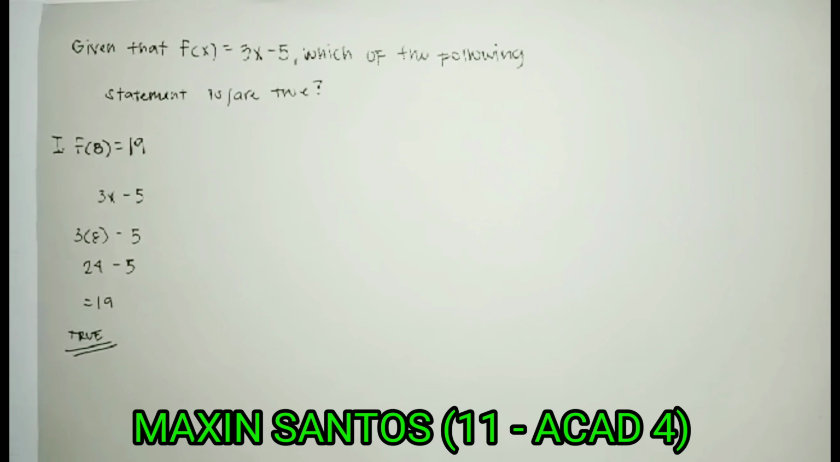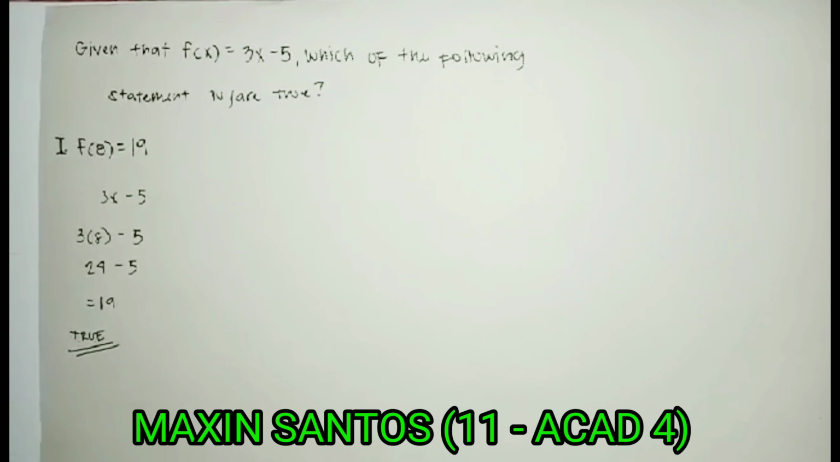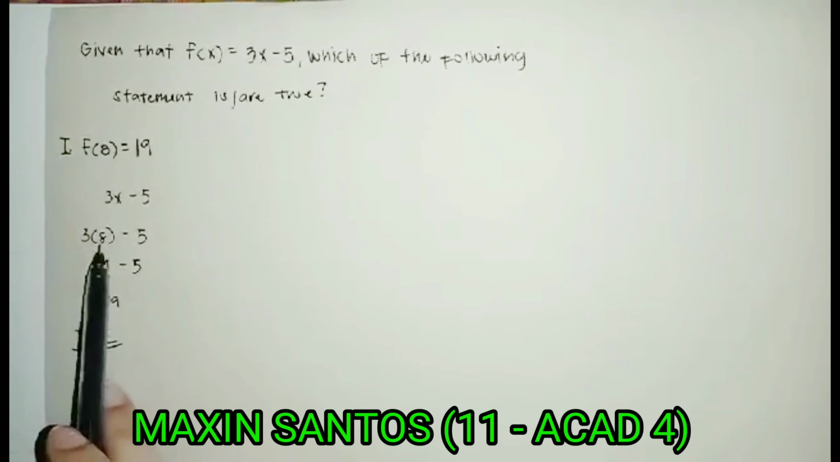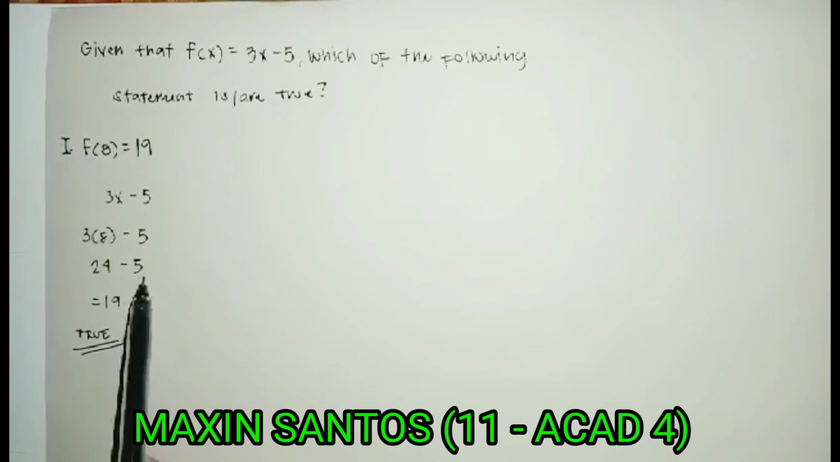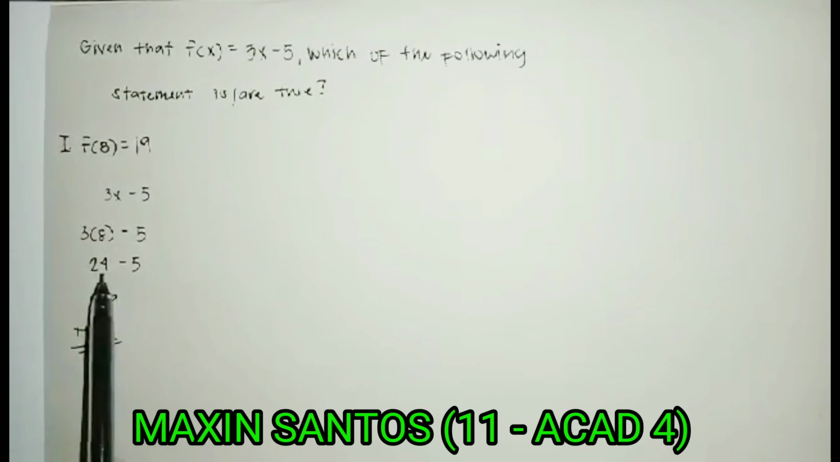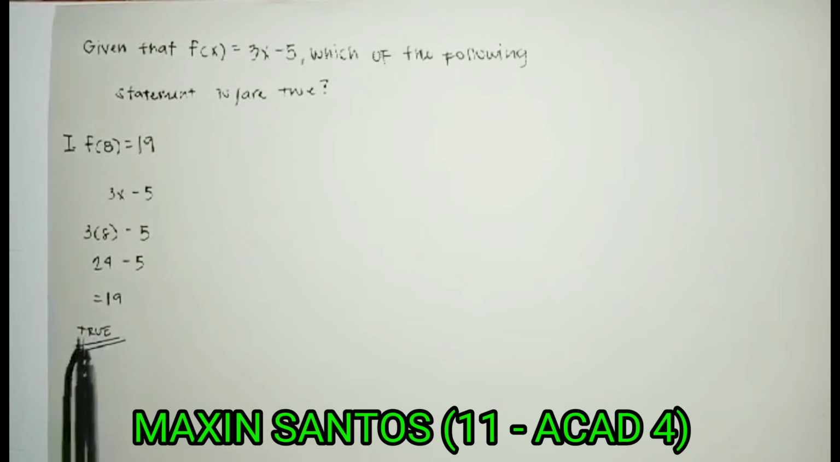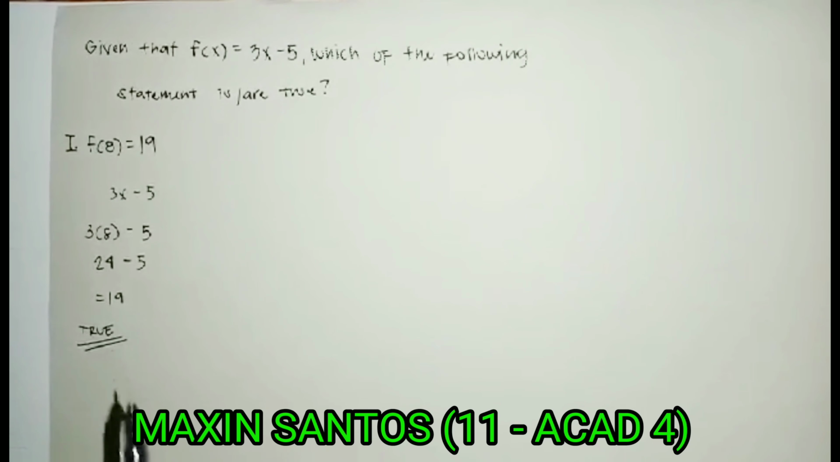and after that you will bring down the product, which is 3 times 8 is equals to 24, bring down the operation used, and then the second term, 24 minus 5 is equals to 19, which makes this statement true.